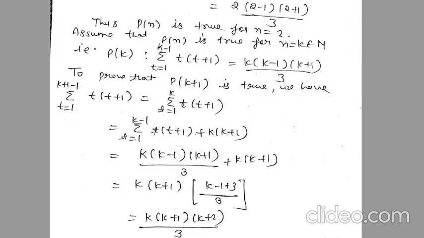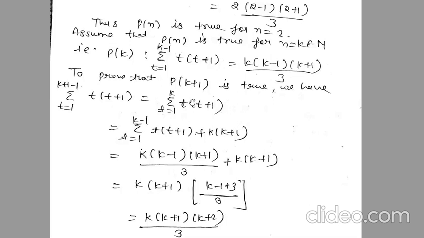Now next, to prove that P(k plus 1) is true. So for P(k plus 1), you are replacing n with k plus 1. So your statement will be summation t is equal to 1 to n replaced by k plus 1, so k plus 1 minus 1. So summation t is equal to 1 to k of t plus 1.